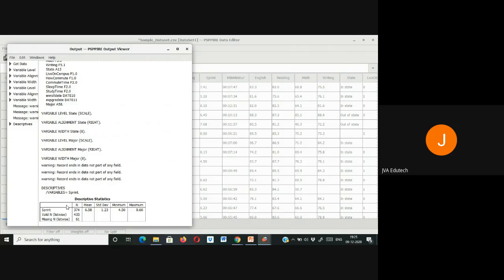So if there is a higher standard deviation, it means the values are far away from the mean. And if you have a low standard deviation, this means the values are close to your mean value. Any confusion over here?